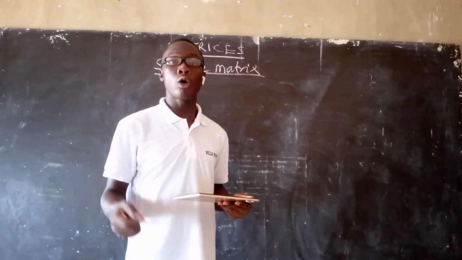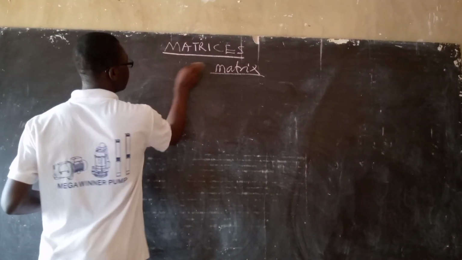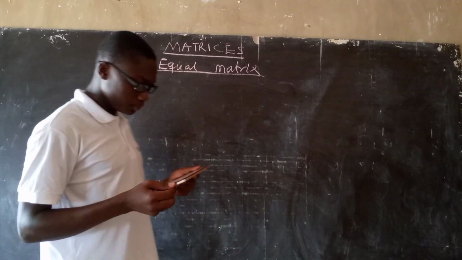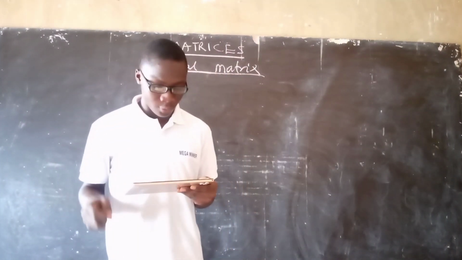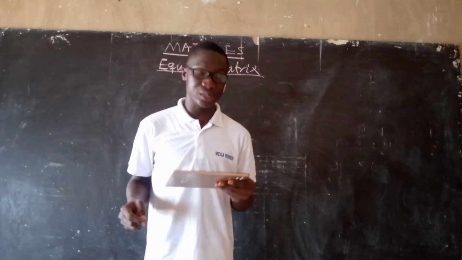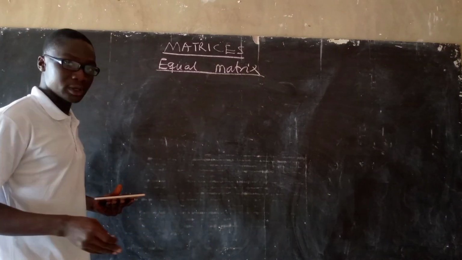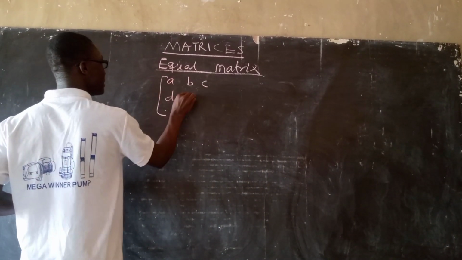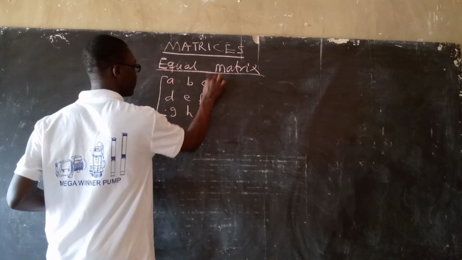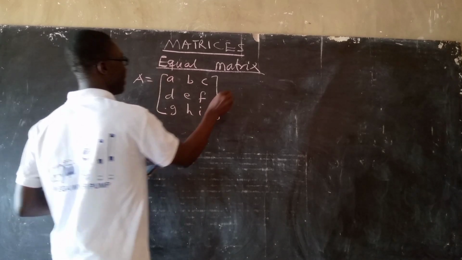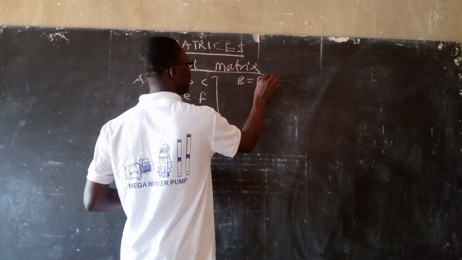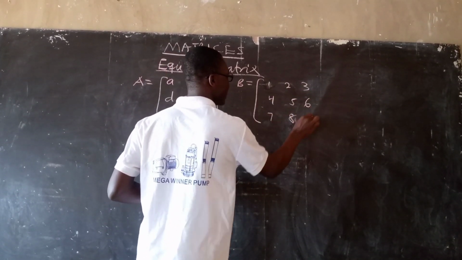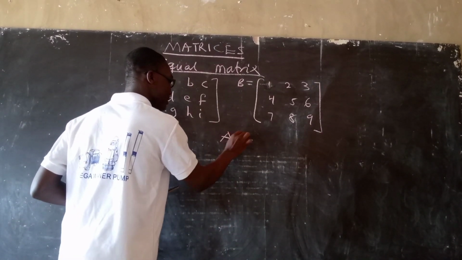So let's move on to equal matrix. Two matrices are said to be equal if they have the same dimensions and same corresponding elements. So for equal matrix, let's say you have A, B, C, D, E, F, G, H, I as matrix A. And let's say you have matrix B to be 1, 2, 3, 4, 5, 6, 7, 8, and then 9. And you are saying that matrix A is equal to matrix B.